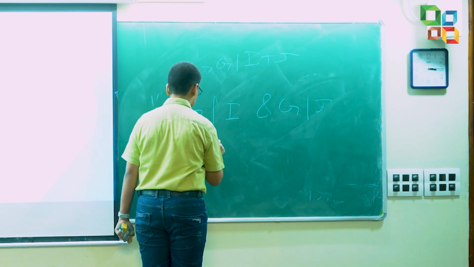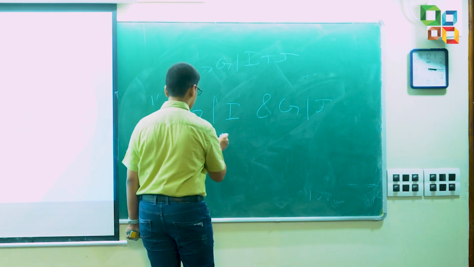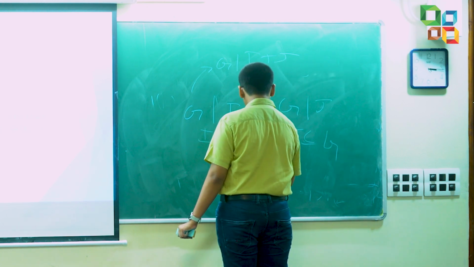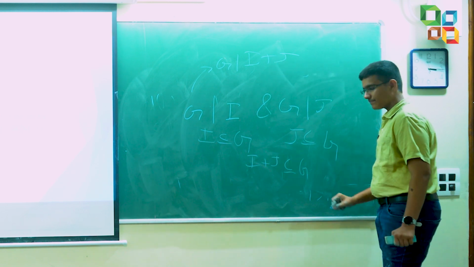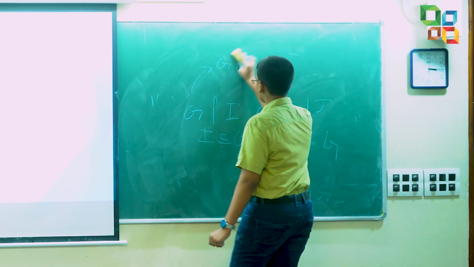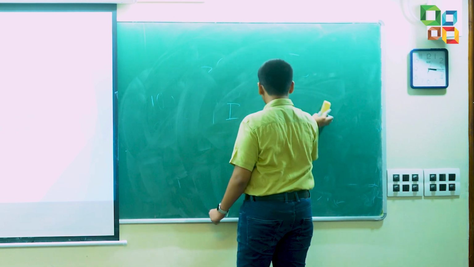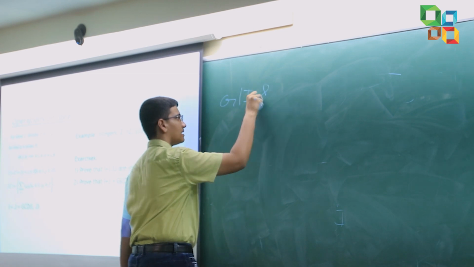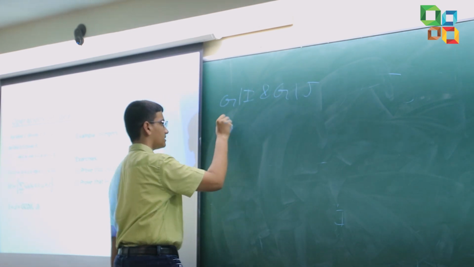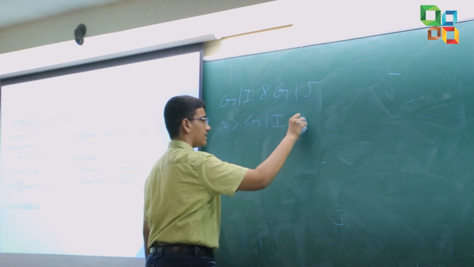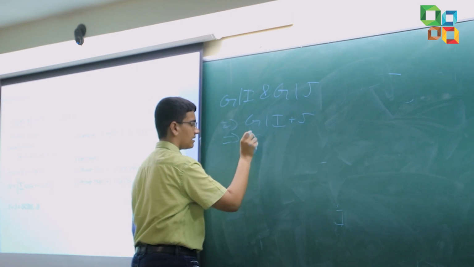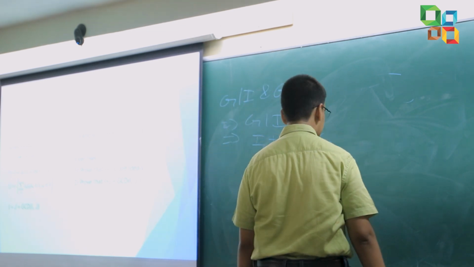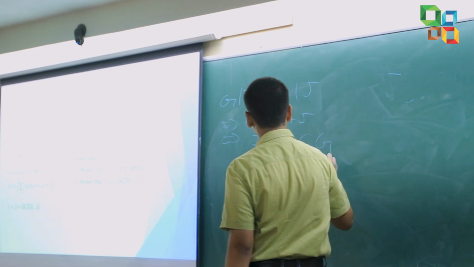What does this mean? I is a subset of G. J is a subset of G. And in general, this means I plus J is a subset of G. Hence, I'll write it down neatly: G divides I and G divides J implies G divides I plus J, which implies I plus J is a subset of G.